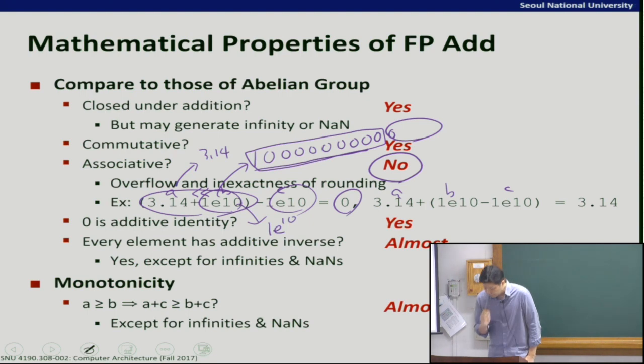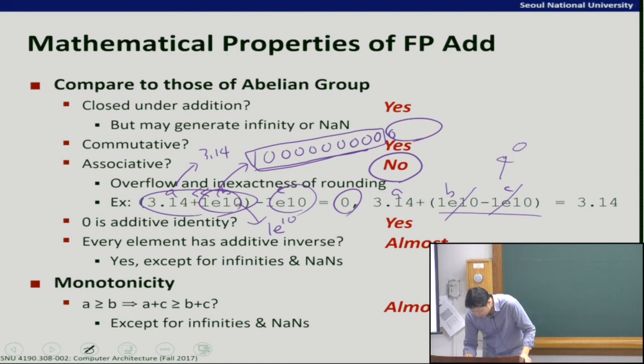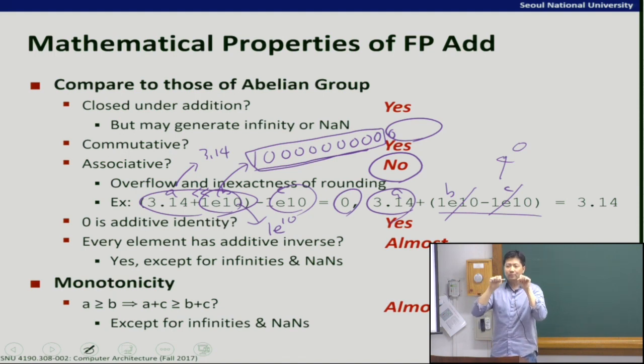But what happens if we compute B plus C first, the second part? In this example, these two numbers are exactly the same, although they are really big numbers. So they cancel out each other, so this one becomes 0, and now we end up getting 3.14. In this case, this is a counter example. It shows that these two expressions result in different results.